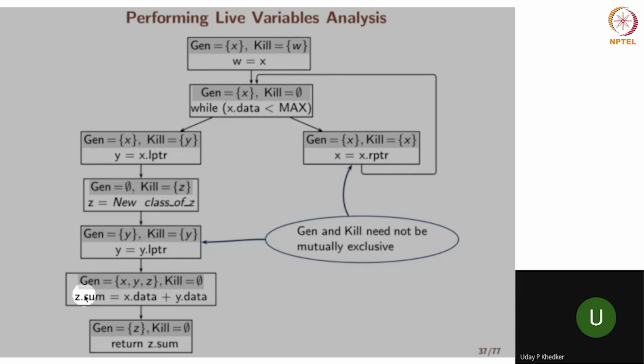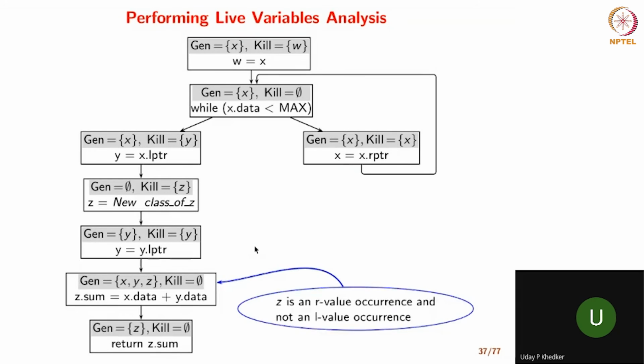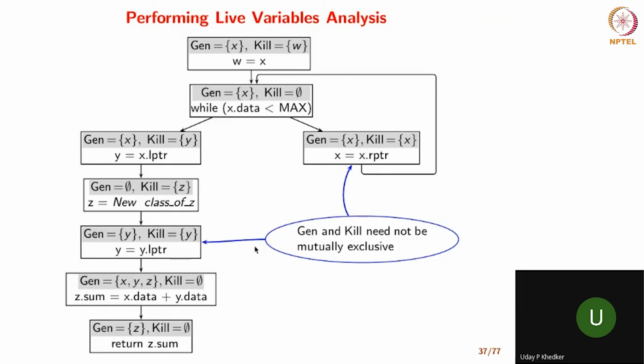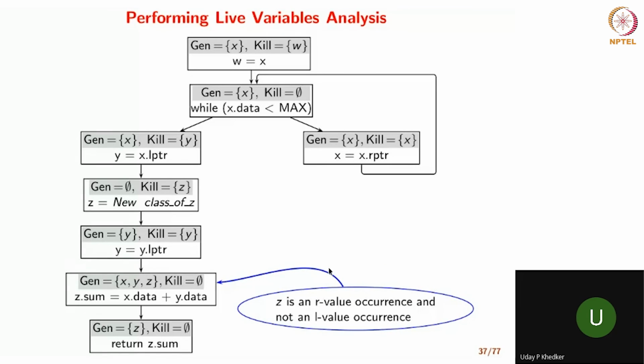Note that this X is an L value occurrence. It's not an R value occurrence. And here liveness of Z is generated and no liveness is killed. So the important point is gen and kill need not be mutually exclusive. Z is an R value occurrence and not an L value occurrence.